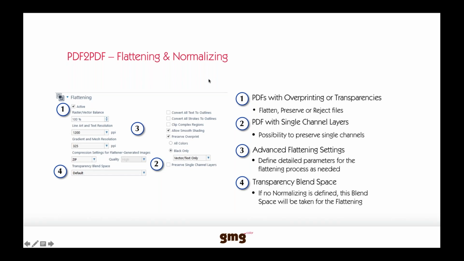Now in color server, for example, you have the possibility to set a couple of functions, for example, these flattening settings. In our recommendation, please activate the flattening. Then you have the possibility to have a real and good color management.